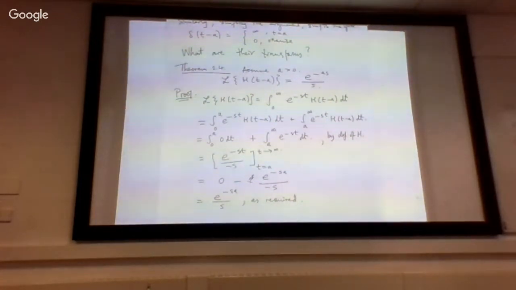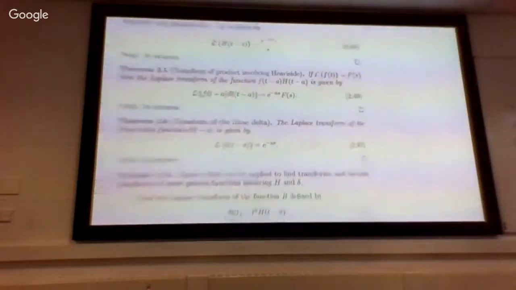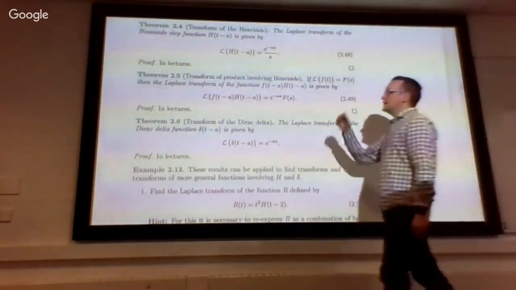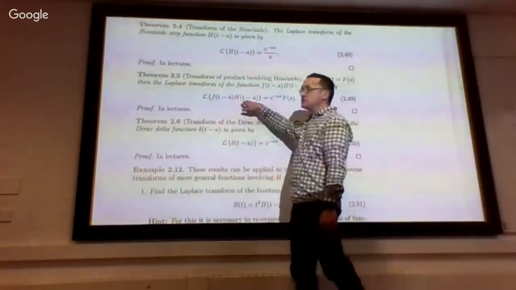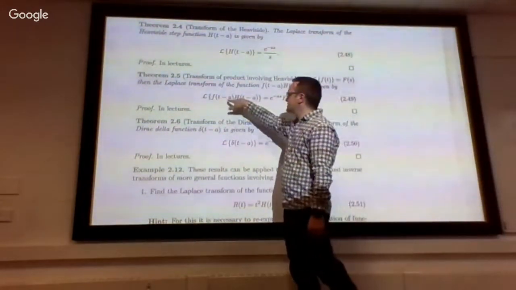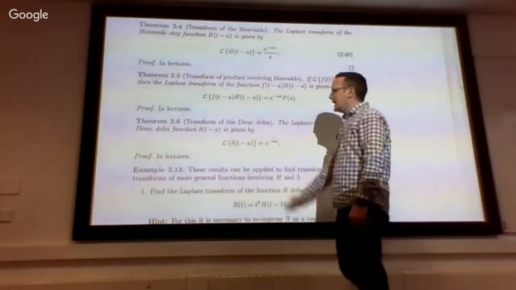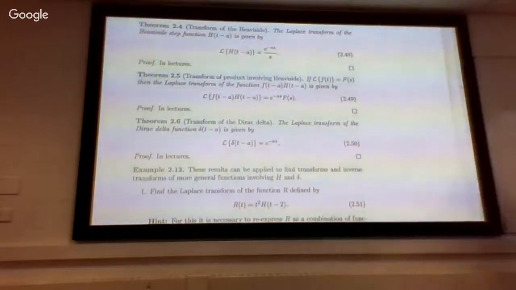So that's our quick introduction to the Dirac delta function and the Heaviside step function. You'll see there's a few further results to do. Theorem 2.5 describes how the Laplace transform of a function multiplied by a Heaviside behaves, as long as we've got the same shifted argument in both parts. And Theorem 2.6 is the Laplace transform of one of the Dirac delta functions.